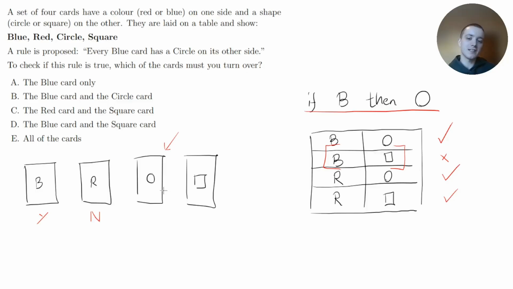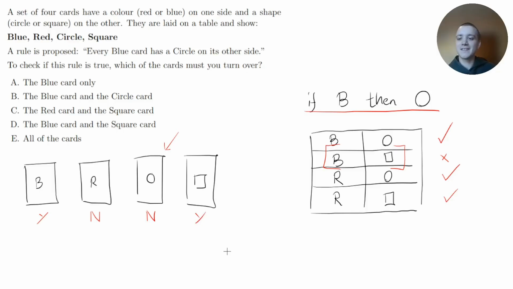Now let's look at the circular card. A lot of people think it needs to be blue on the other side, but if it's red and circular, it doesn't disprove our rule. And of course, a blue card with a circle is allowed, and so we don't need to turn this one over. Now let's look at the final one, the square card. Now we do need to check this one, because if it's blue on the other side, it would disprove our rule. The blue square is not allowed, and so we will turn this card over.